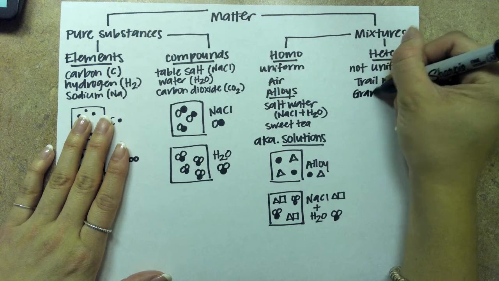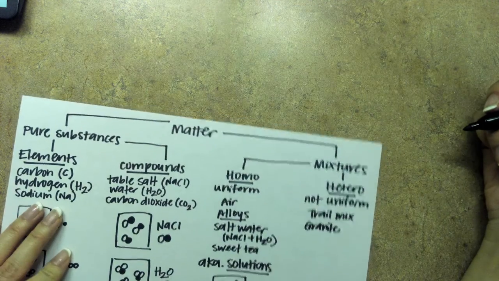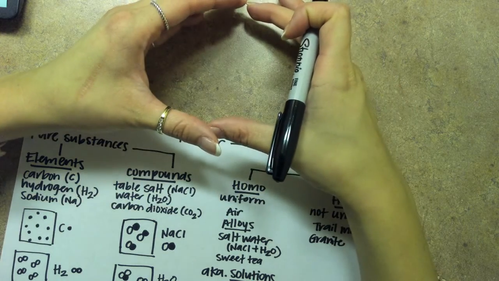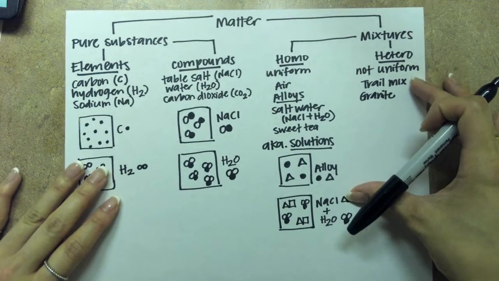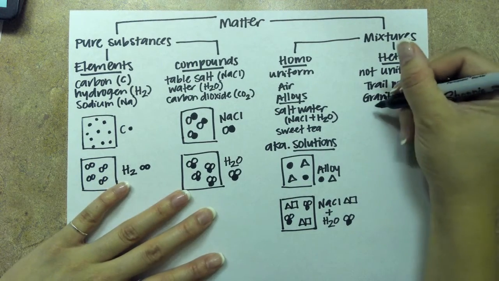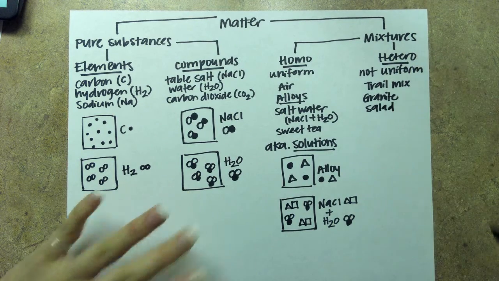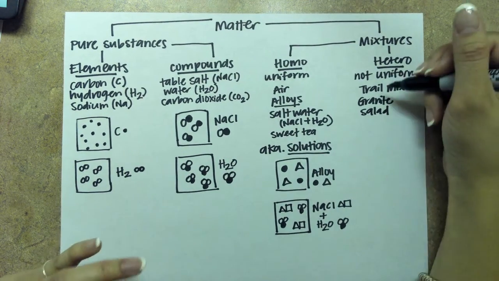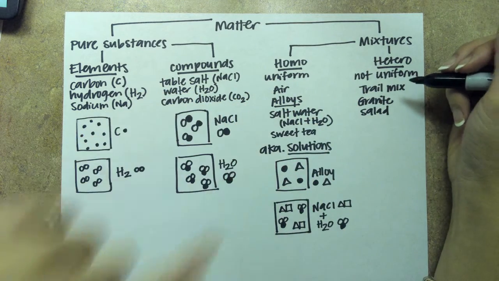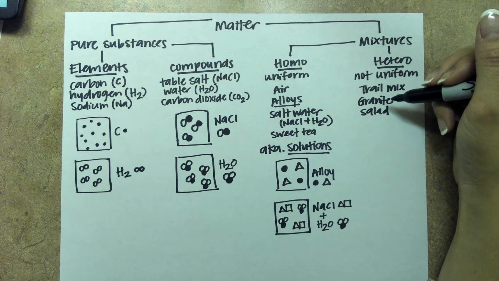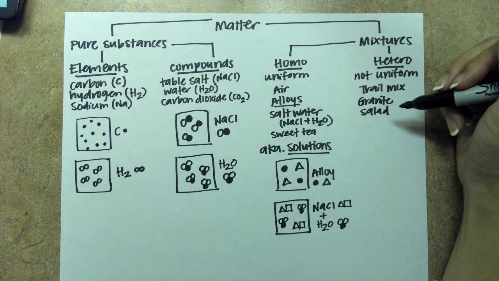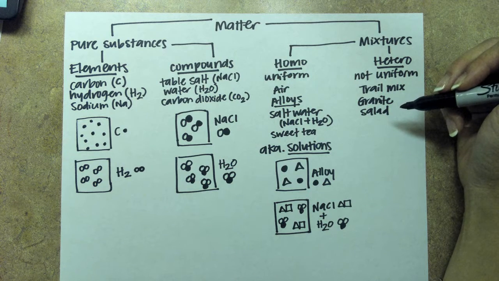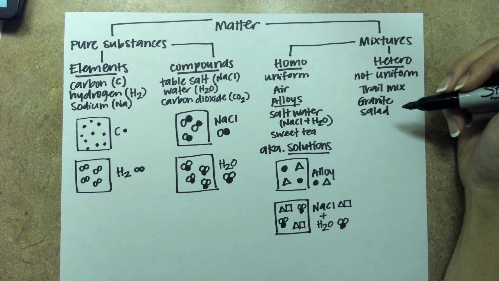Another example would be something like granite. What I'm writing on is kind of similar to granite. You can see this chunk of my granite here is not the same as this chunk of the granite. You can see that there's different colors, different things in that mixture. Another example would be something like salad. So when you're comparing heterogeneous to homogeneous mixtures, with things like trail mix, granite, or salad, you can actually see the different parts. It doesn't look like it's just one thing. It's a combination of different things, not a uniform mixture.